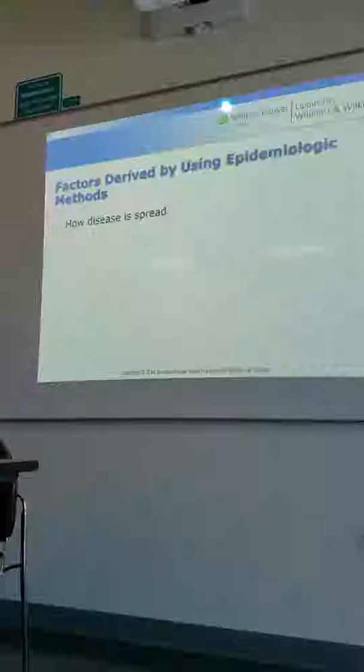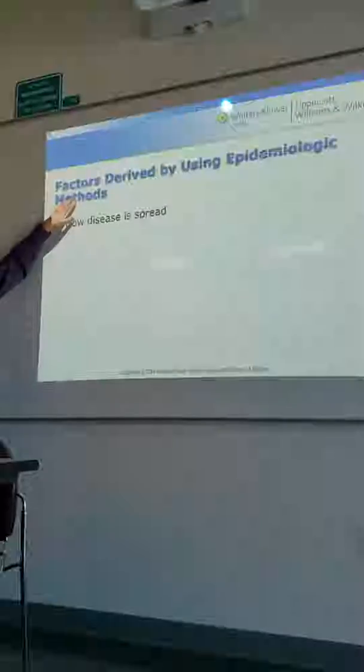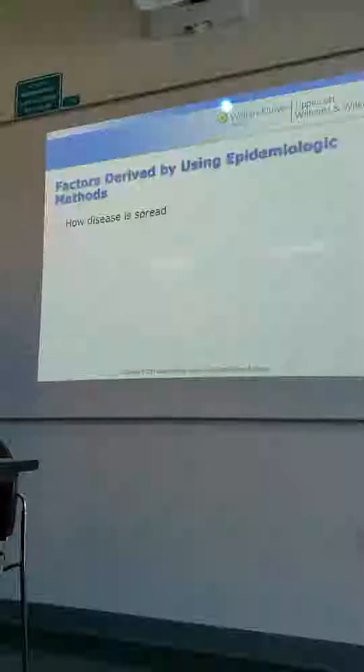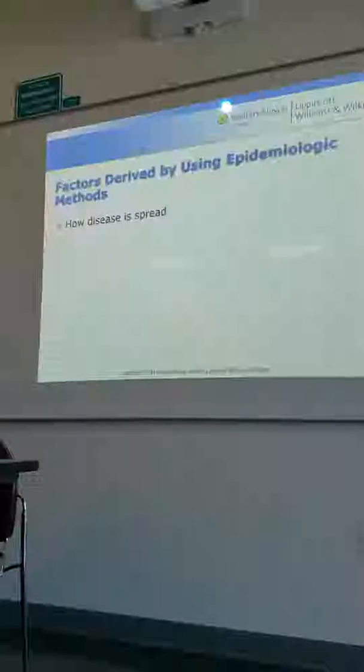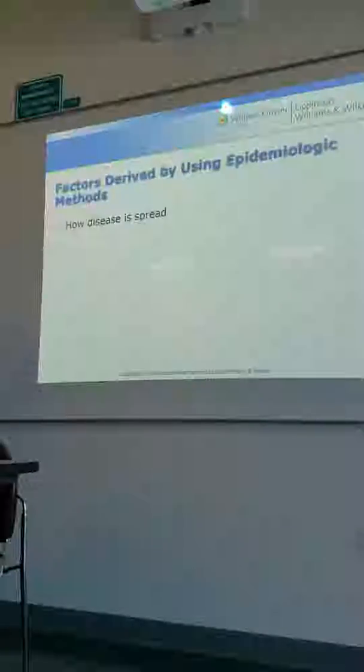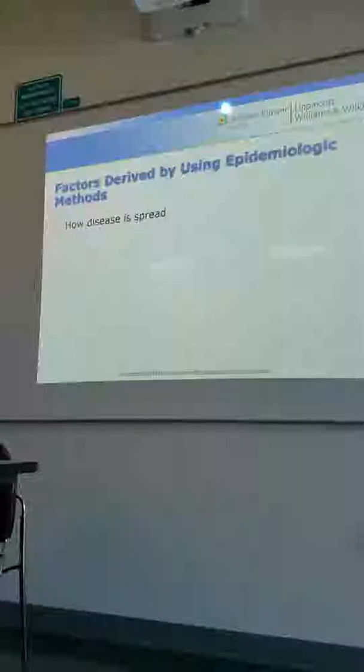All right. Factors derived by using epidemiologic methods: how disease is spread. How is it going from person to person to person? Is it an insect vector? Is it fecal-oral, which usually is going to be waterborne, right? How is it spread? Why would that be important? This is how common it is, something you do every day. Is it spread by contact, like the flu or something like that, right? It can help come up with control. Prevention too.